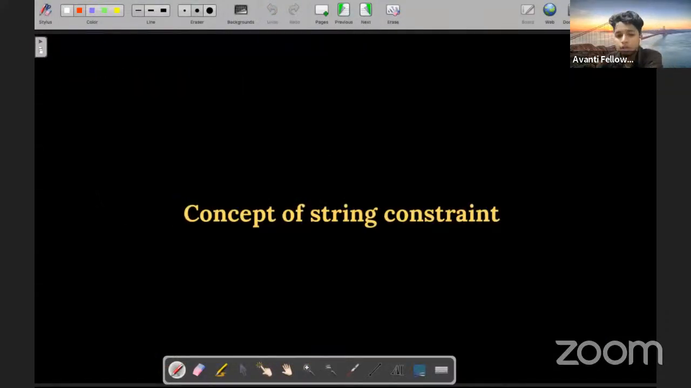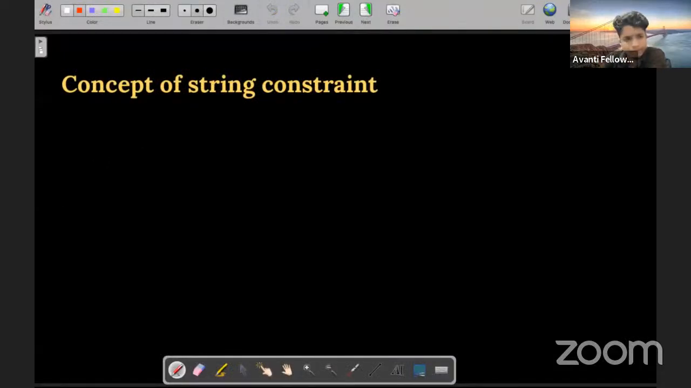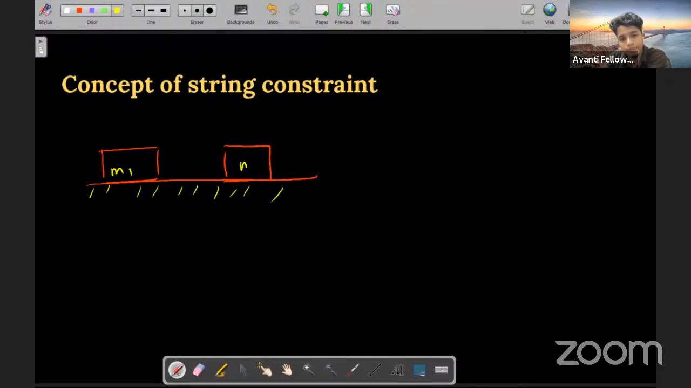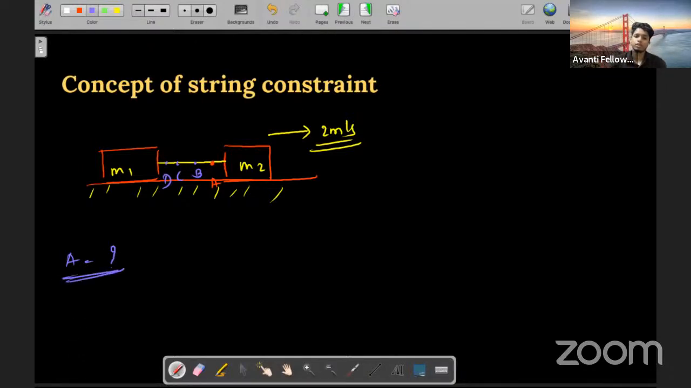Now, students, we will be talking about the concept of string constant. What is this concept of string constant? Let's say I have two blocks, m1 and m2, kept on a surface and attached to a string. Now, students, if this block tries to move with a velocity 2 meter per second, let me ask you, let's say if this is point A, and there are these points A, B, C, D, I want to ask with what velocity this point A will move. Let me know in the chat.